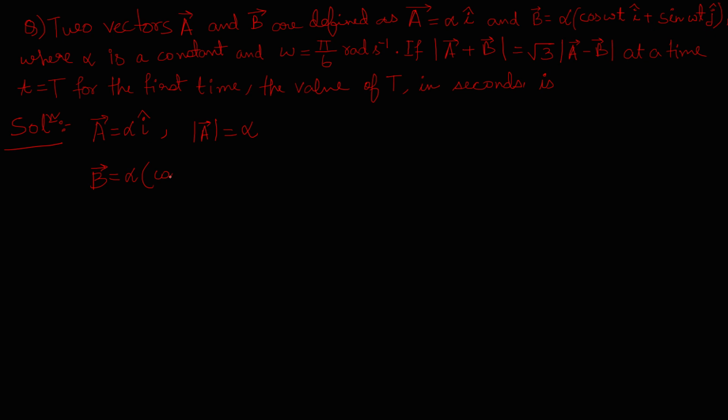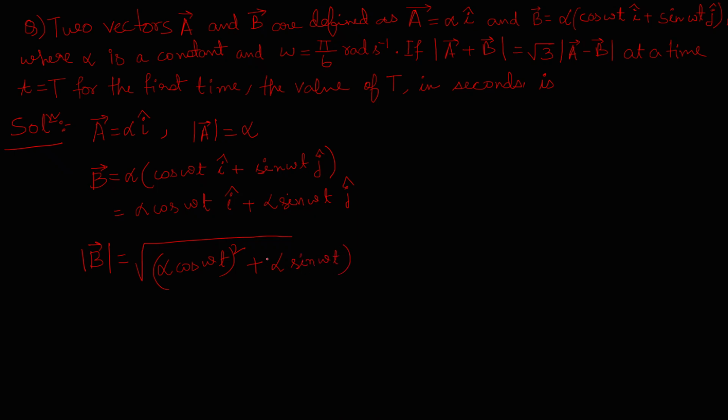Vector B is given as alpha into cos of omega t i cap plus sine of omega t j cap. This part is the magnitude, so I can multiply this alpha in. This will be alpha cos of omega t i cap plus alpha sine of omega t j cap. So how do we find the magnitude now? Magnitude of B will be root over alpha cos of omega t whole square plus alpha sine of omega t whole square.